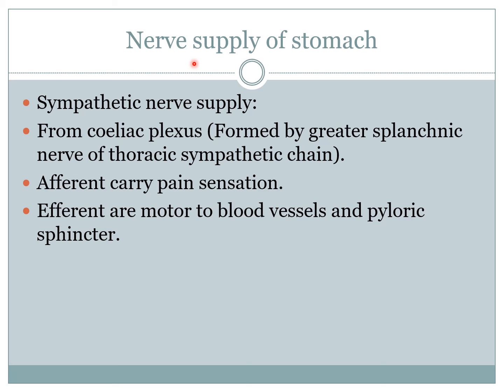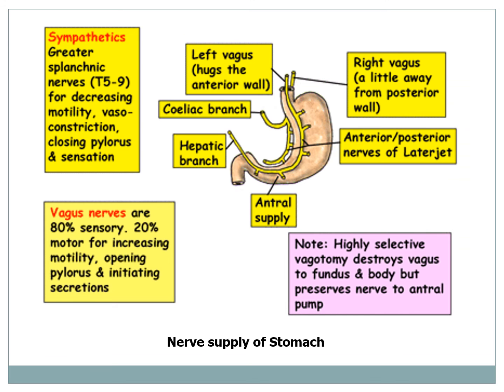So these are the sympathetics, from the celiac plexus by the greater splanchnic nerve and the thoracic sympathetic chain. Afferents carry pain sensation and efferents are the motor to blood vessels and pyloric sphincter. So these are the innervation of the stomach. You see this diagram of the nerve supply of the stomach. The left vagus supplies the anterior wall. These are the celiac branch, the hepatic branch and the enteral artery.